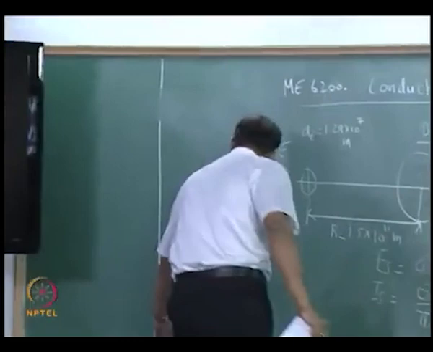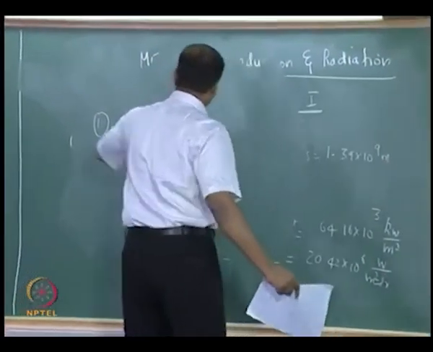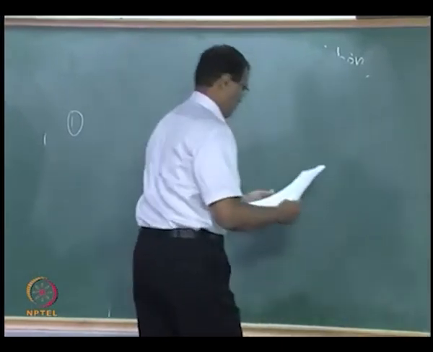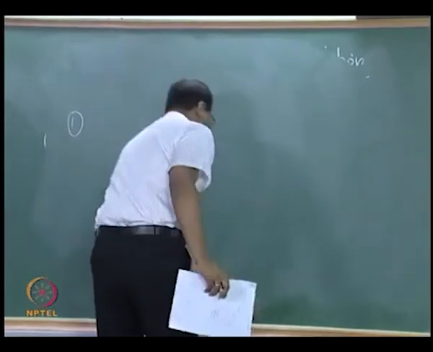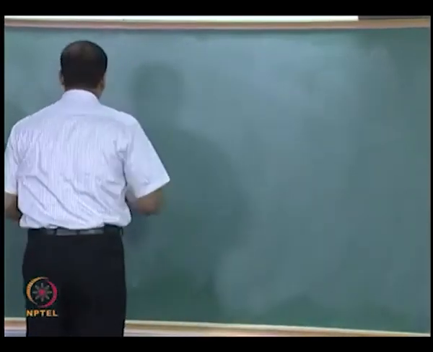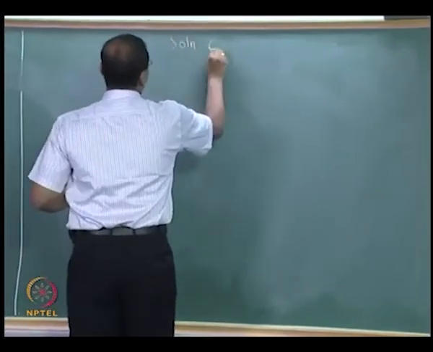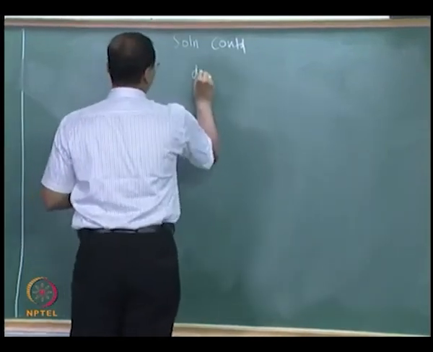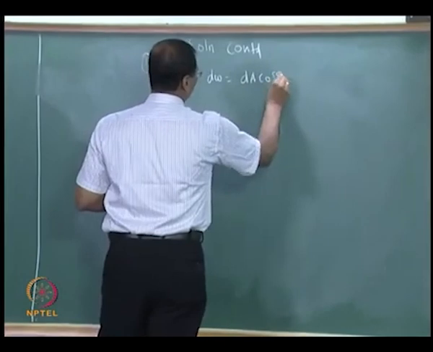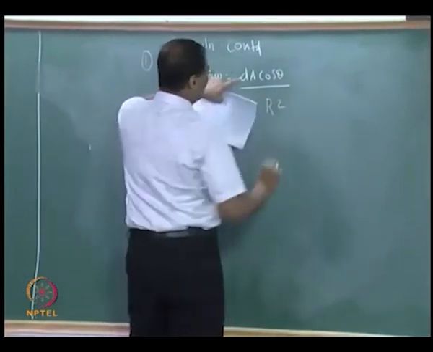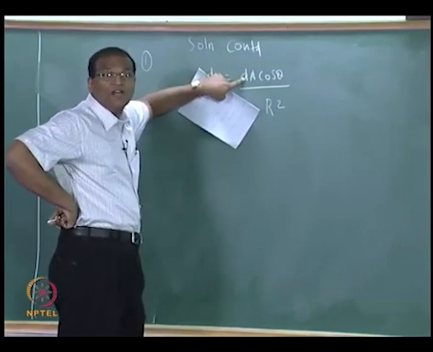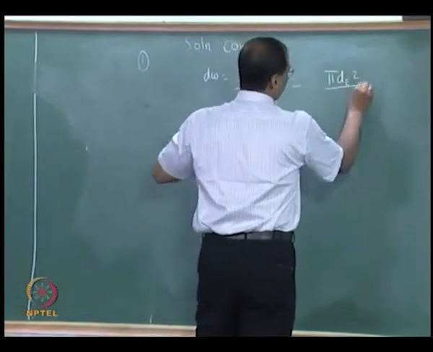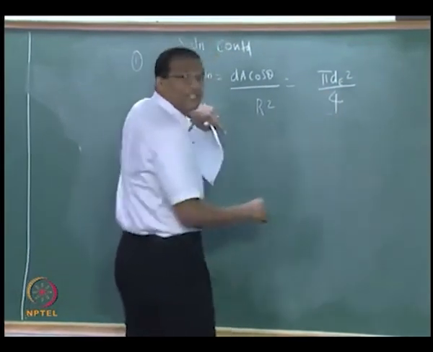Now the solid angle. What is the dA? Area of the receiving surface. Who is receiving? Earth. So pi d squared by 4, that is the projected area.